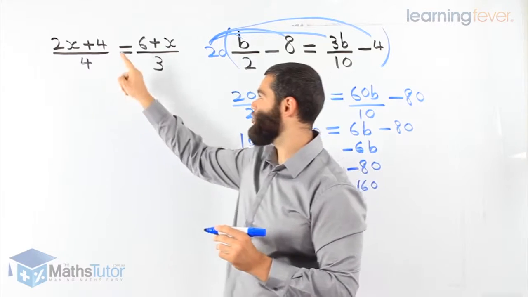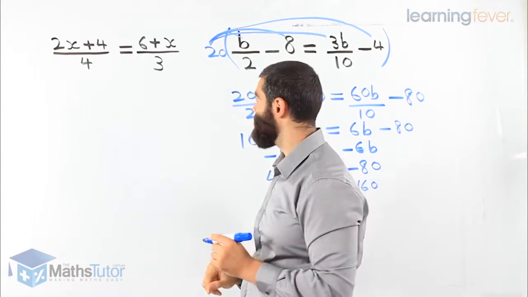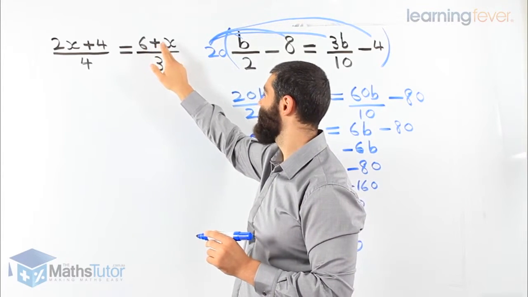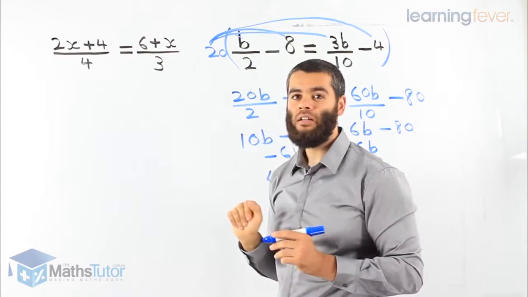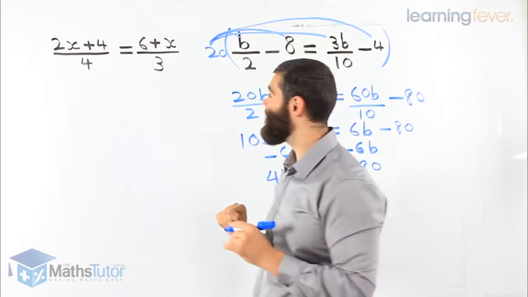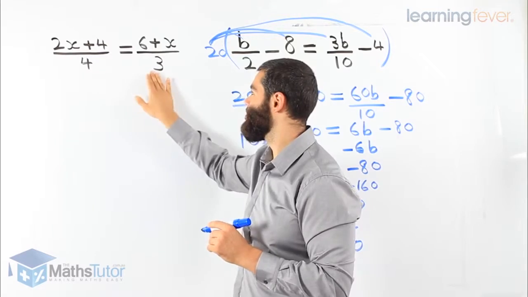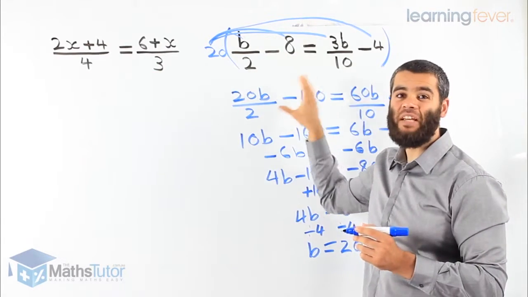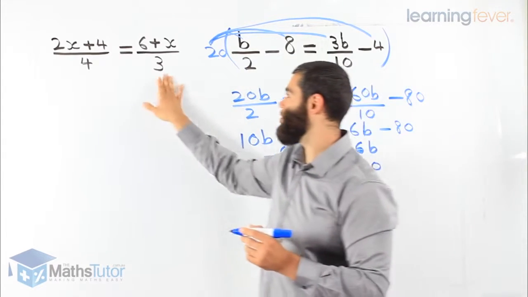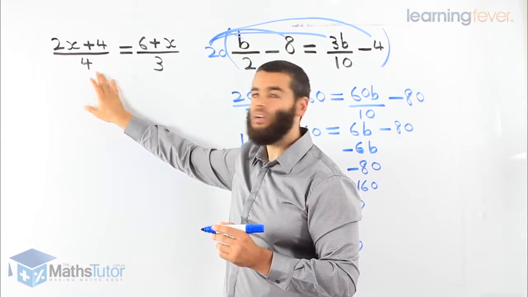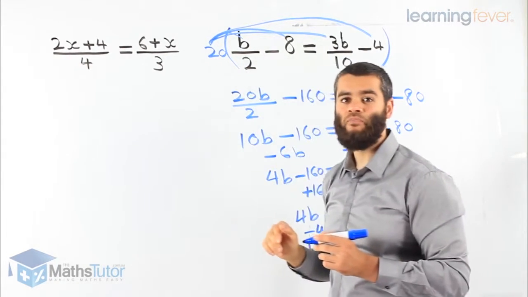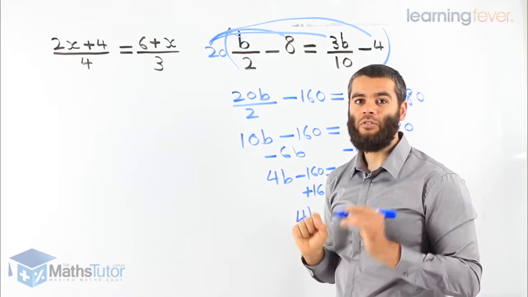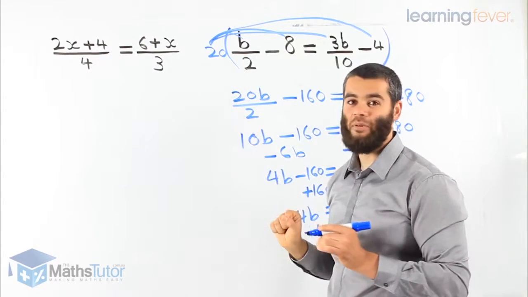2x plus 4 over 4 equals 6 plus x over 3. What do we notice here? Once again, we have denominators. We can actually solve this using the same method. Exactly the same. We can multiply 3 by 4 is 12 and times everything by 12. But I like to do it another way. There's a shortcut for these ones.